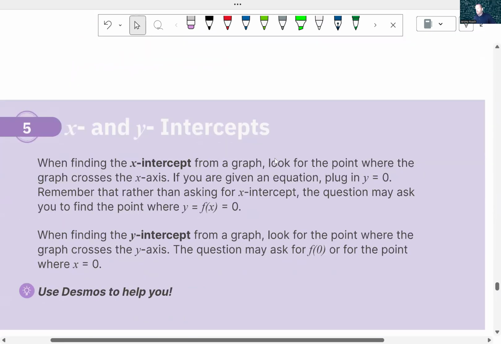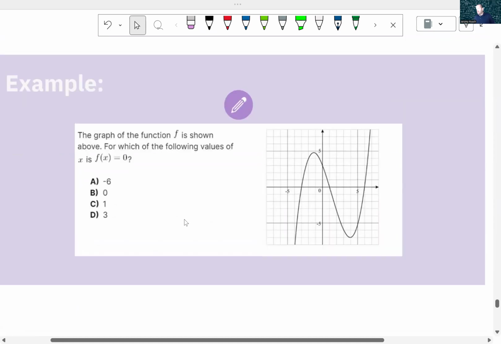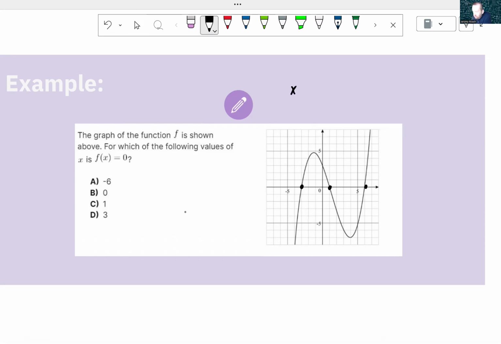The x and the y intercepts. To find the x-intercept, that is where it crosses on the x-axis. Let me see if there's an example for this one. Yes. So the x-intercepts for this graph are here, here, and here. We can say them as a point, or we can say what x equals, and we can write them like a set. So we can say this is -3, 1, and 6. Those are our three answers for x, or you can say (-3, 0), (1, 0), (6, 0).